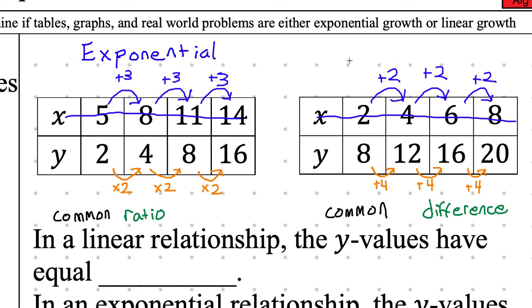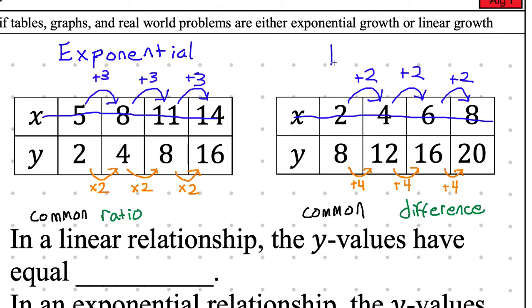And that did rhyme. All right, so this one is linear. It's linear. I can't spell linear because I'm adding the same amount every time. I have a common difference, not a common ratio. And to be very clear about what I'm saying, the common ratio for the first table is 2. The common difference for the second table is 4.